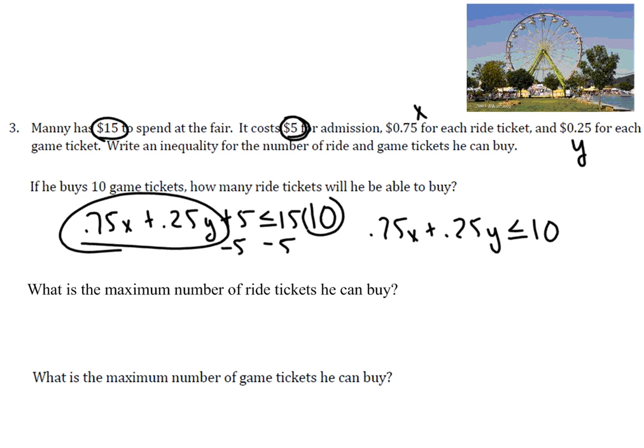So what is the maximum number of ride tickets he can buy? So the ride ticket is X. What I'm looking at is if I buy all ride tickets, I'm going to buy no game tickets. So it's like Y equals 0. So what I'm left with is how many ride tickets can I get less than or equal to 10? So I want to divide by 0.75.